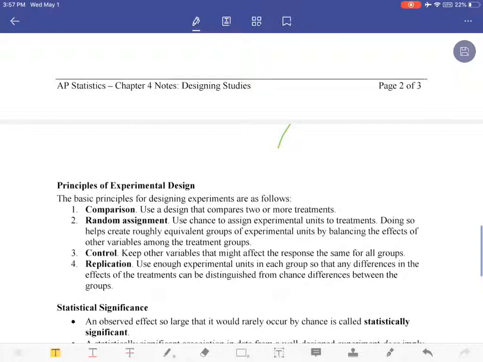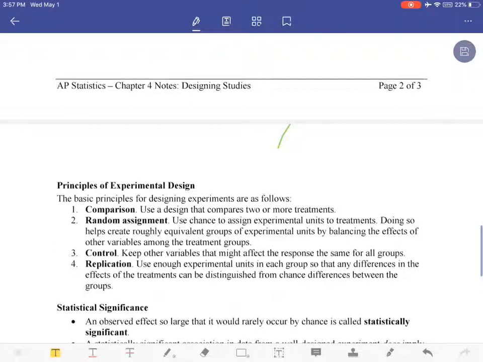So if I was doing that height example, I would want to make sure that all of you are having similar diets, similar amount of exercise, similar sleep schedules throughout those 2 months, because those are things that might affect your height. All right, so we want to make sure that you're controlling as many variables as possible, except for the treatment, so we can see if the treatment's having an effect or not.